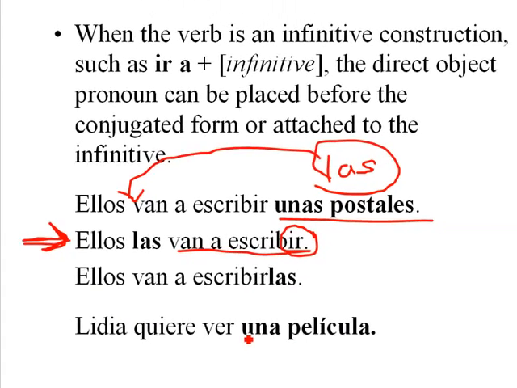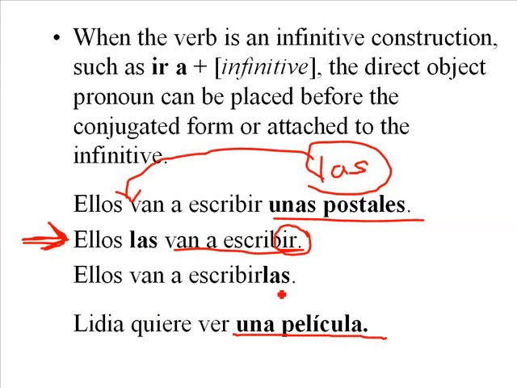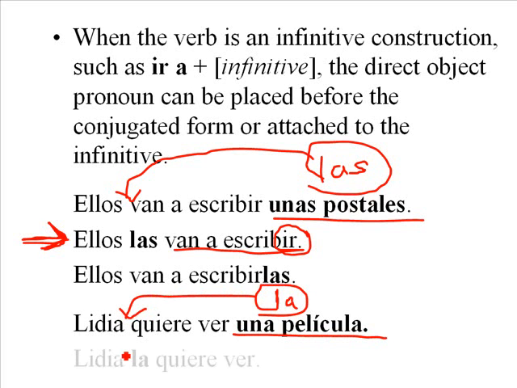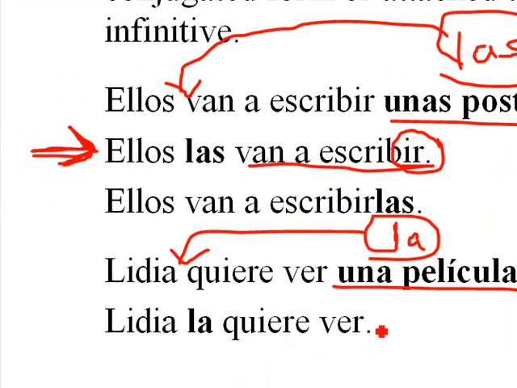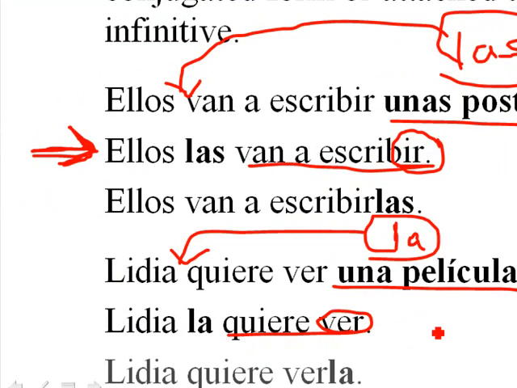Lidia quiere ver una película. Una película can change to la. And we'll change that la and stick it, boom, before the verb. Lidia la quiere ver. But we can say quiere ver is a verb phrase that ends in an infinitive. So I could say also Lidia quiere verla. Again, you can stick to this one even though you need to know them both because this one follows the pattern.